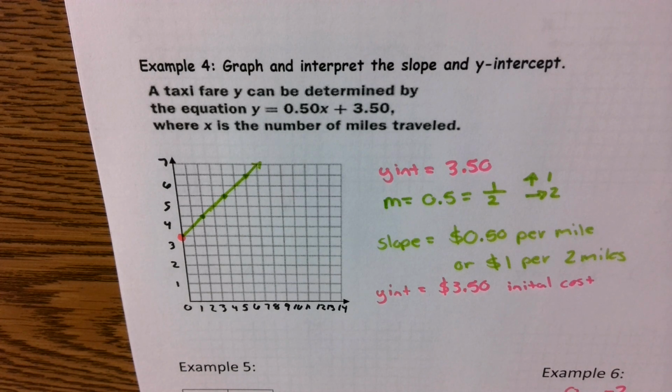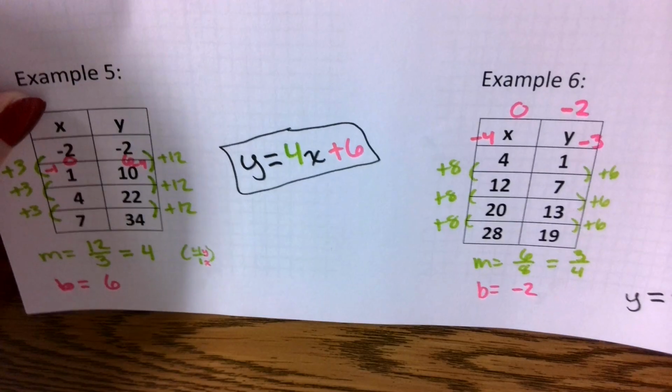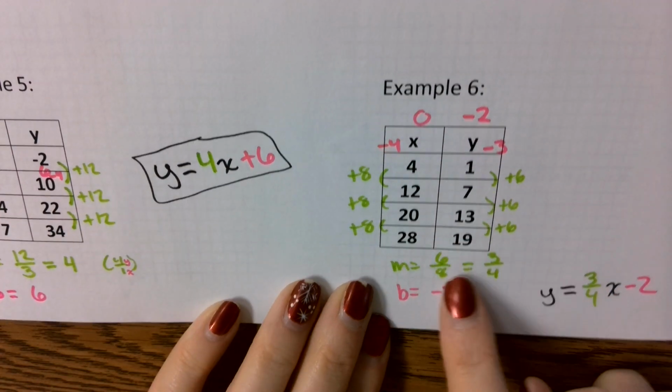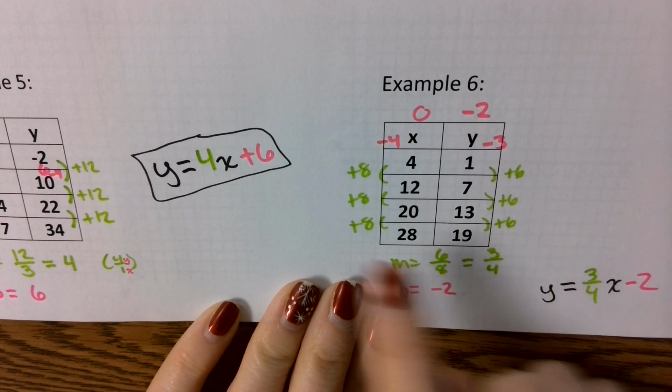That's an initial cost. So if we're thinking of this as maybe a taxi fare, when you get into a taxi, you have a flat fee that you pay up front, the $3.50 or $5 or whatever it is for them just to get there, and then they charge you per mile that they're traveling.